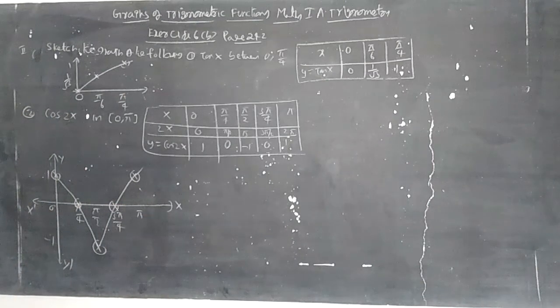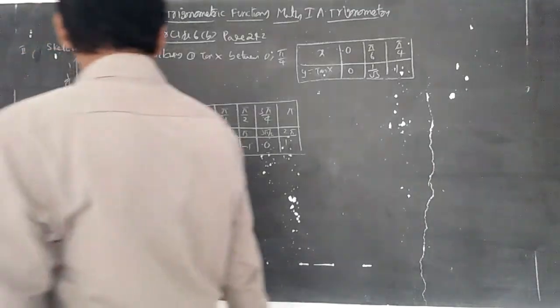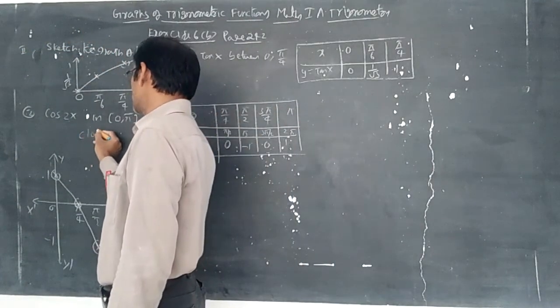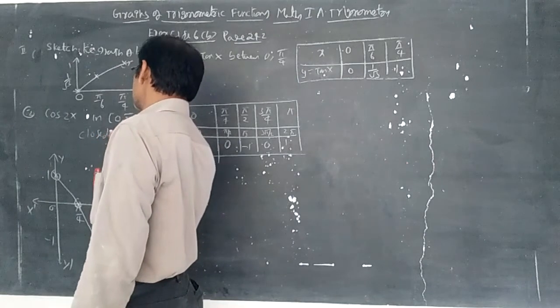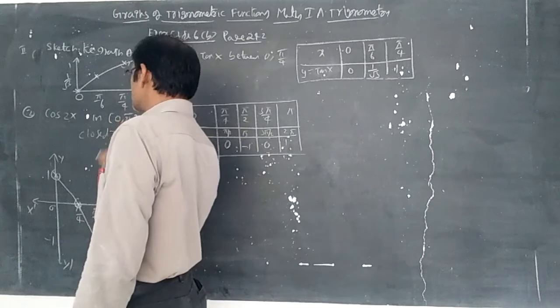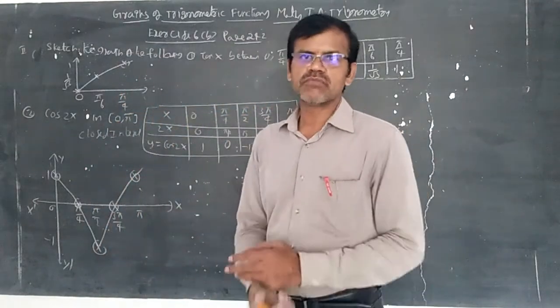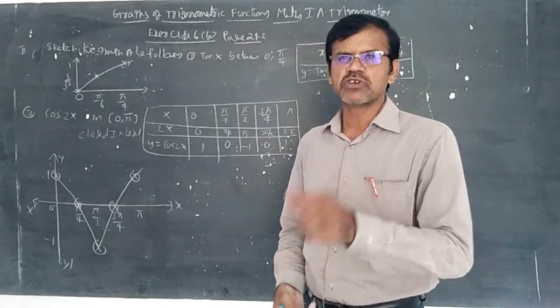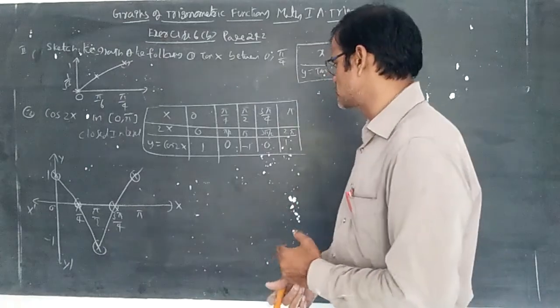Now sin 2x in the interval 0, pi. Here you need to understand the intervals concept I already explained. This is a closed interval. Closed interval means 0 is there, pi is there, and whatever the between values are, they also exist.